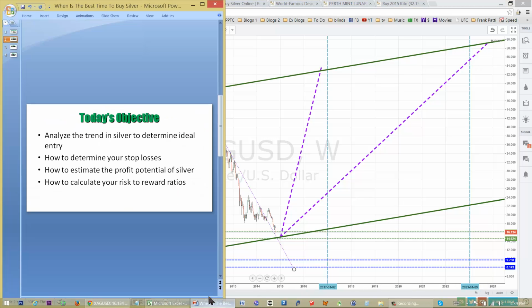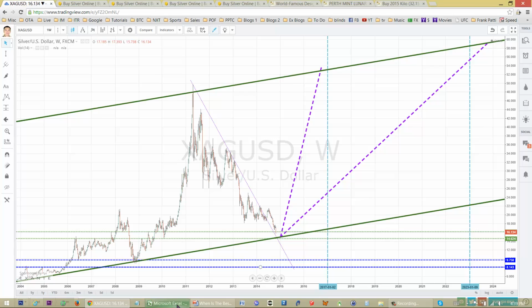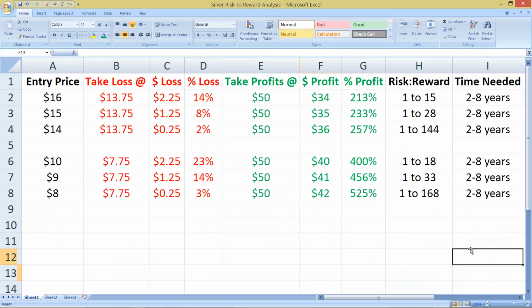And what I want to do next is, now that we've discussed the profit potential of silver, let's calculate the risk to reward ratios of silver. What I've done here is I've created an Excel spreadsheet, and this Excel spreadsheet takes into account how much the entry price will be versus the risk. So if you want, just pause the video for a moment and take a quick glance at this, and then I will go over it with you real quick.